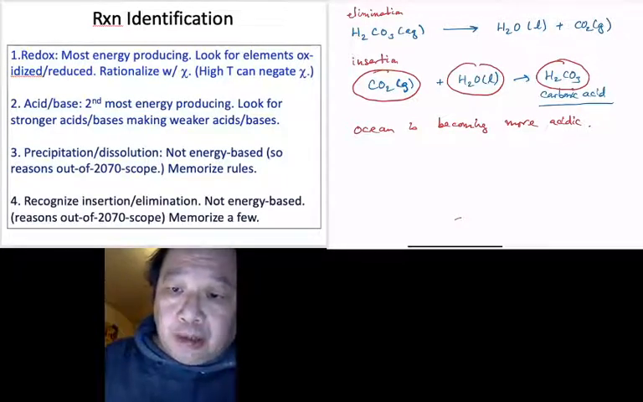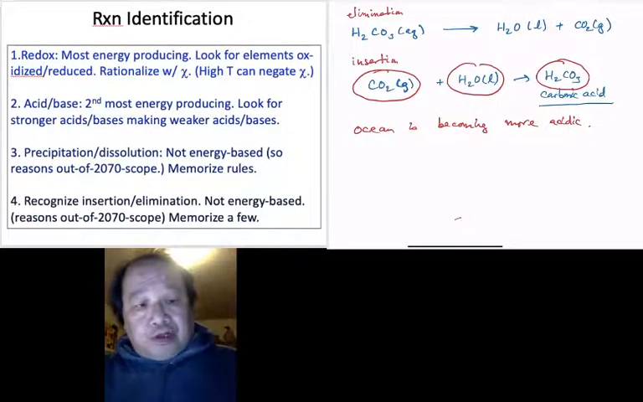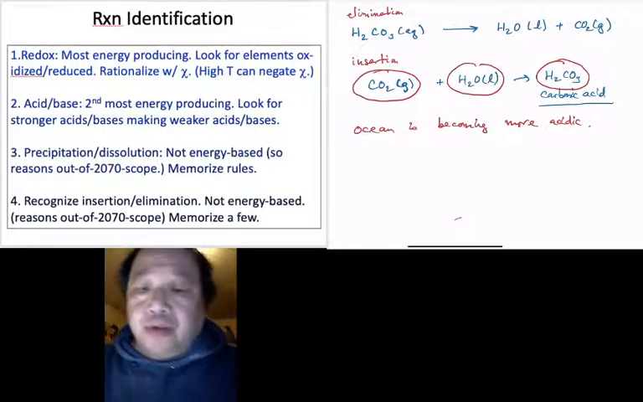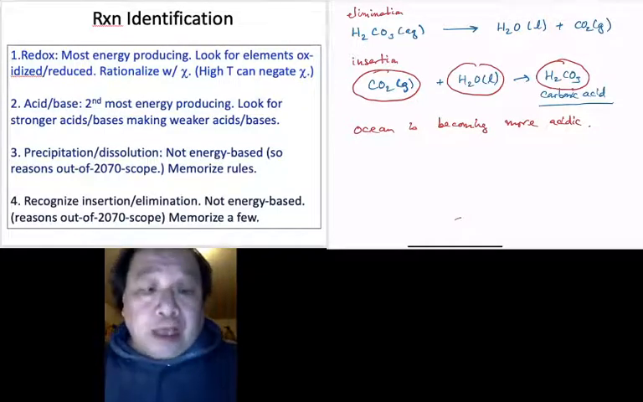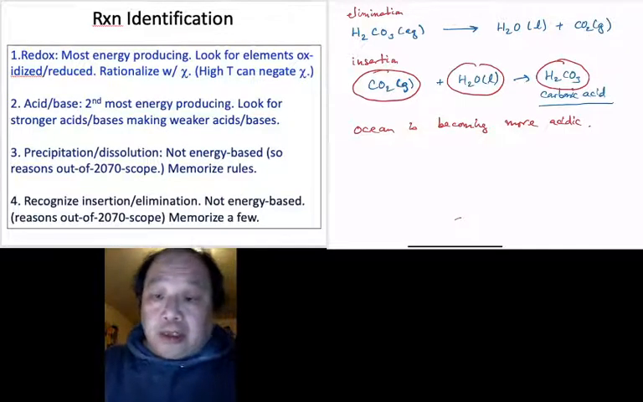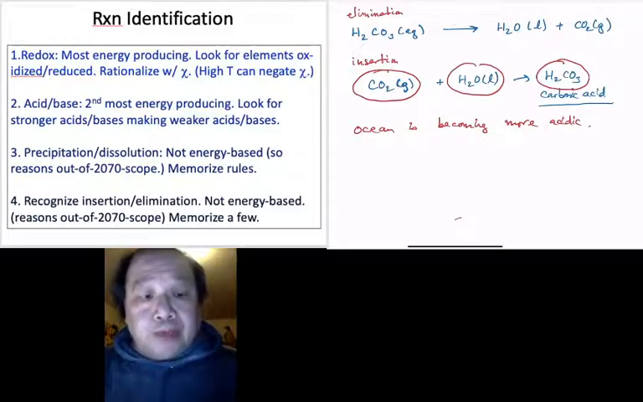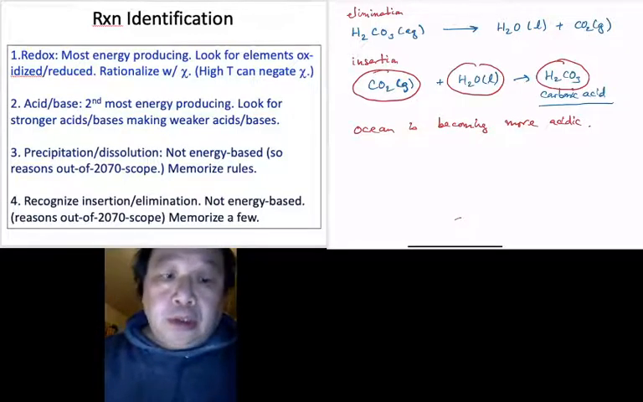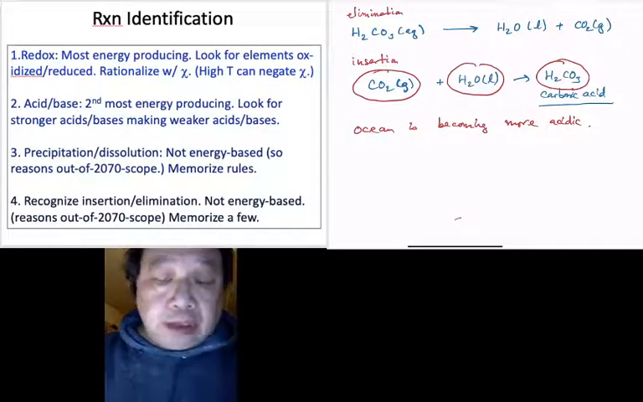Second, after you've finished looking if there's any redox in the reaction, if you find redox, you're done. You probably can figure out what's going on. You should see if there's an acid or a base. Look for strong acids and strong bases. They're also pretty energetic. And remember that in acid-base reactions, favorable reactions, strong acids go to weak acids, strong bases go to weak bases. That's the criteria.